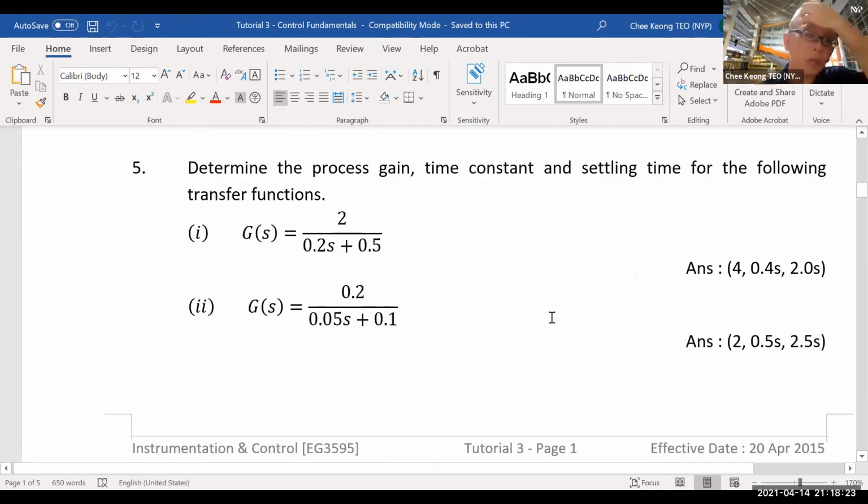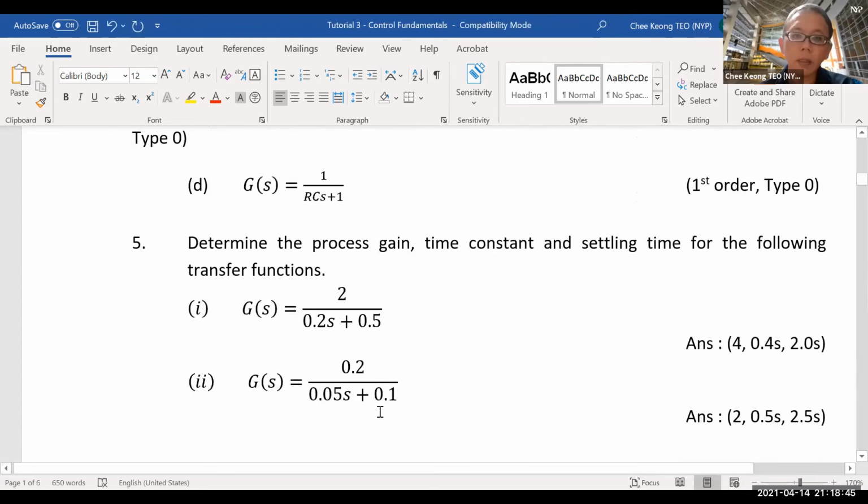Now for the second part, which is question 5, it asks you to determine the process gain, time constant, and settling time for the following transfer function. This is basically a first order transfer function. In order to find the settling time, the process gain and time constant, what do we need to do? We need to compare to the generic equation, right?